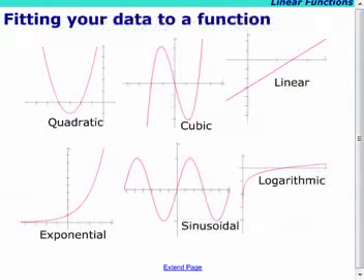Here's some examples of some of those functions or relationships that I was talking about. So we have a linear relationship, we look at that today. Quadratic and cubic, we look at lots of those later on in other videos. And we also, in this course, look at exponential, sinusoidal, and logarithmic functions.